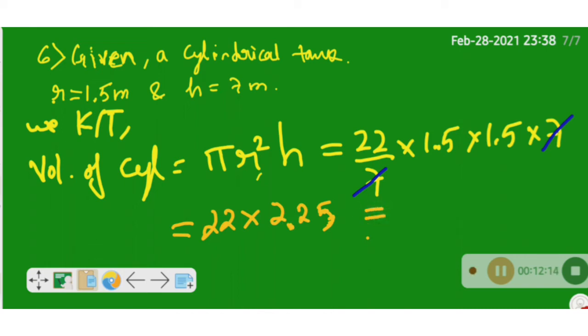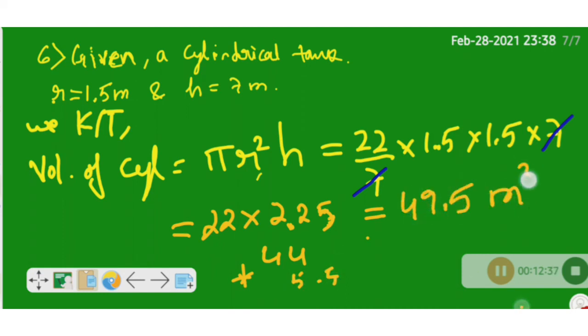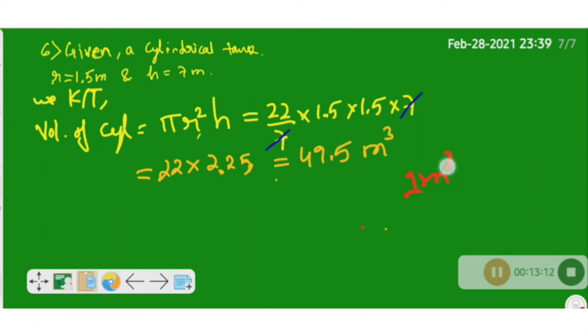right? So in the answer also, when you multiply, you will get the answer 2.25, and 22 into 2.25 is nothing but 22 2s are 44 plus 22 into 0.25. 0.25 is nothing but 1/4 of 22. So 1/4 of 22 is nothing but 5.5. So if you add this 5.5, you'll get the answer 49.5 meter cube. So this is the volume, you have to find the volume in liters.